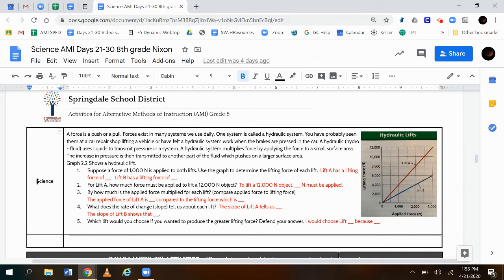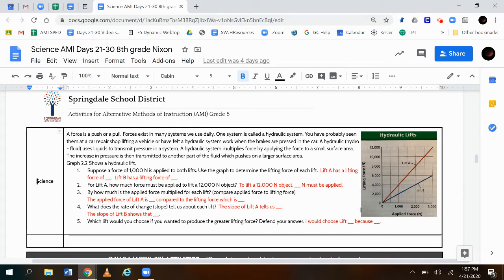I'm here today to help you with day 23. First, let's take a look at the questions. The first question, number 1, says, suppose a force of 1,000 newtons is applied to both lifts. Use the graph to determine the lifting force of each lift.